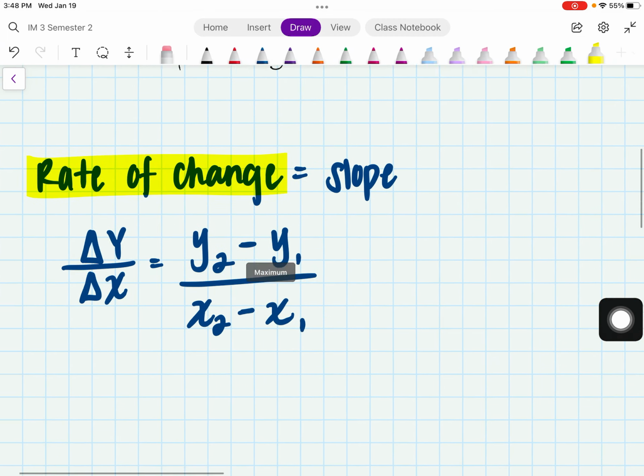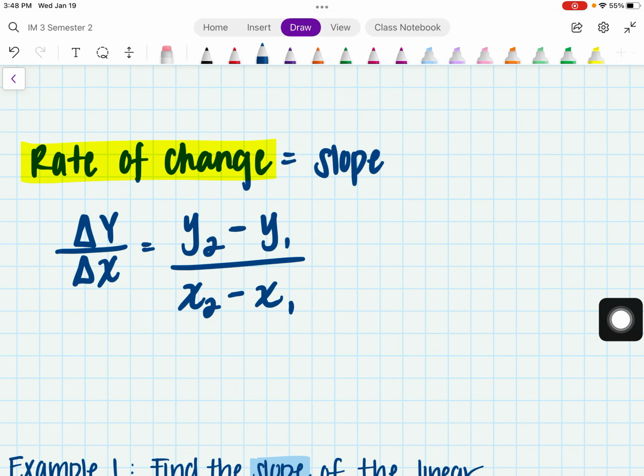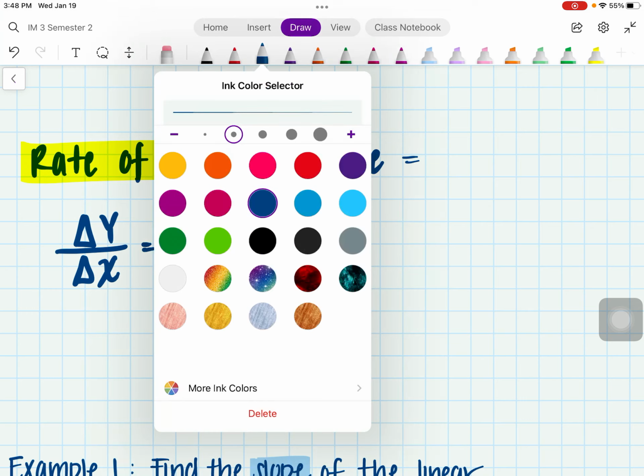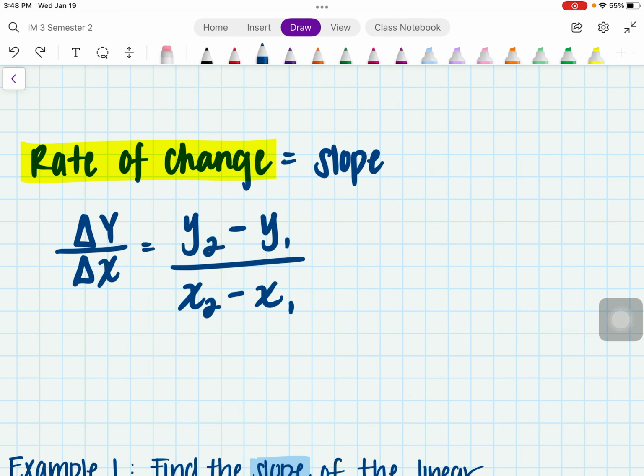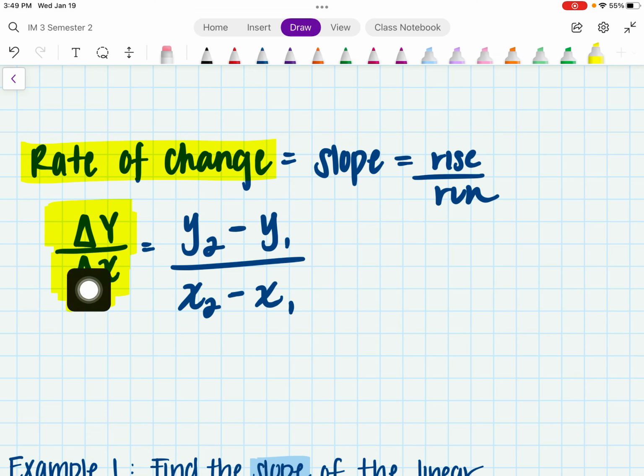Whenever you guys hear the phrase rate of change, in this case it talks about the slope. We know if we're graphing something, slope equals rise over run. But when we're talking about rate of change, we're actually talking about the change of y over the change in x. And this is based on if we're given a table and we want to find the rate of change, or we want to find slope, we will be using this formula of the change of y over the change in x.